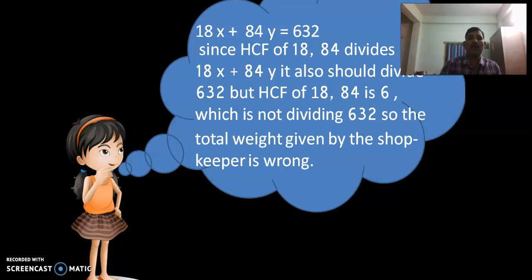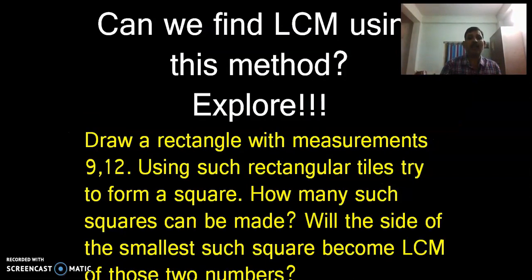Here the simple logic is left hand side 18 and 84, for which the HCF is 6. So whatever the 6 that is dividing left hand side, that also must divide right hand side. In this case, it is a quick observation that 6 is not a divisor of 632. That's why she could say that the total weight given by the shopkeeper is wrong.